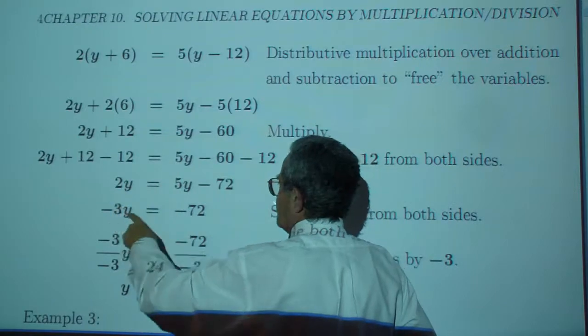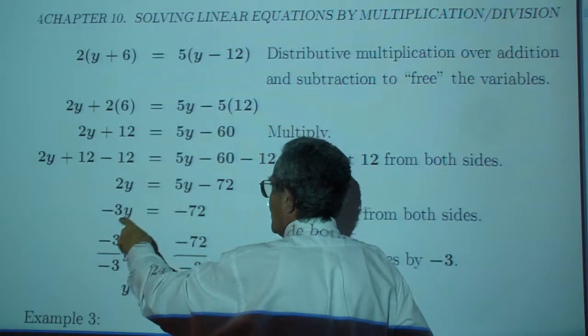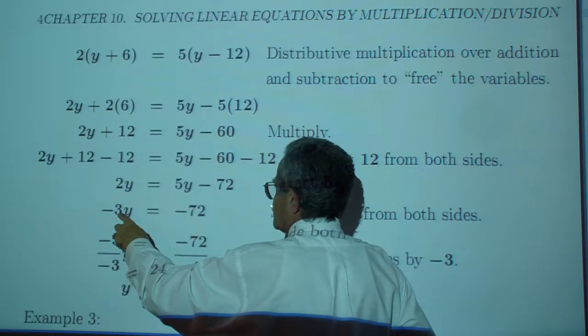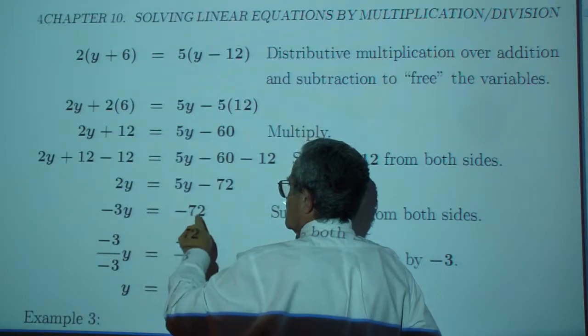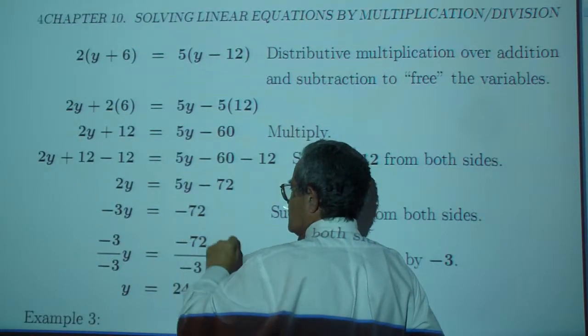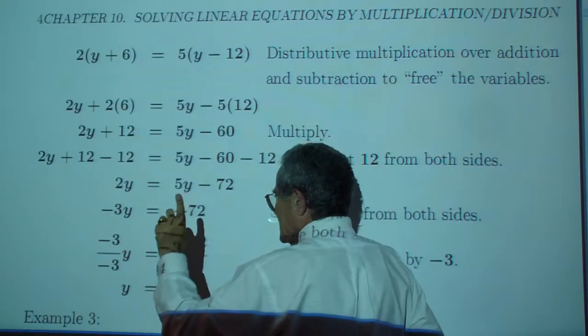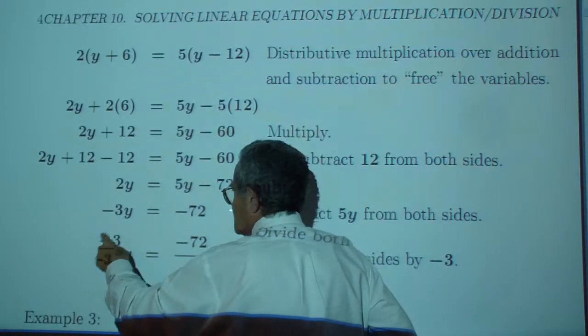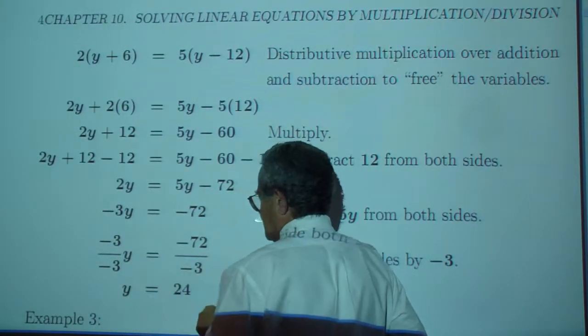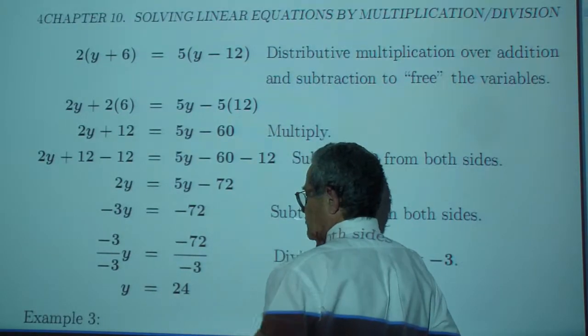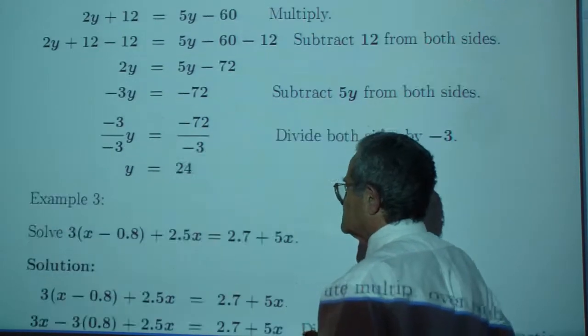Or subtract 12 first, and then subtract 5y from both sides, that leaves you with -3y = -72. Divide both sides by -3, okay? -3 in order to be left with +1 times y. You get y = 24.